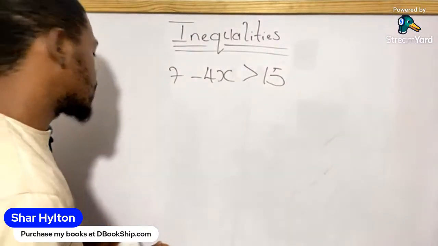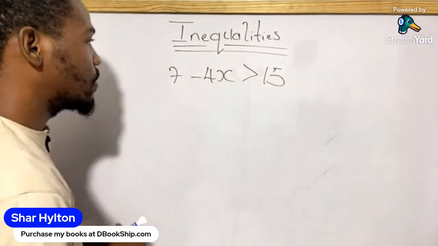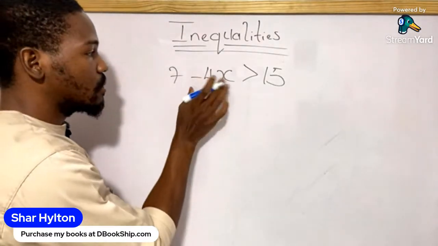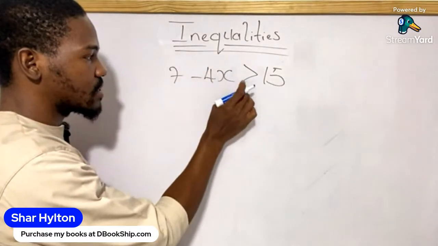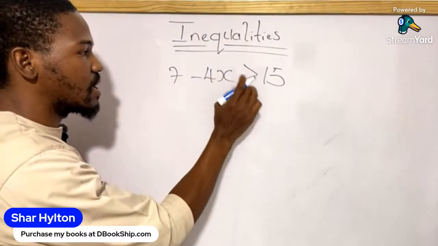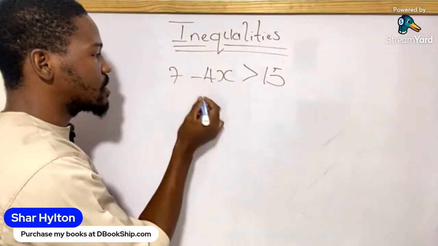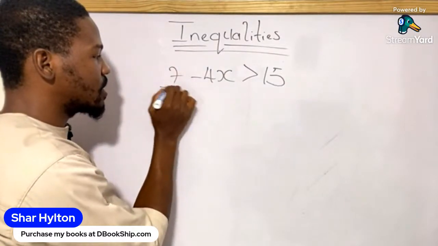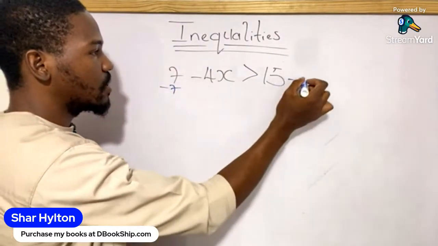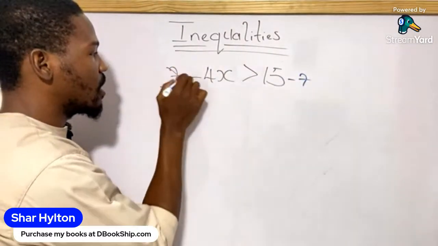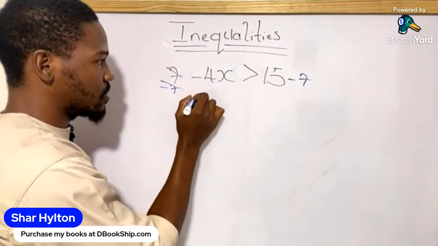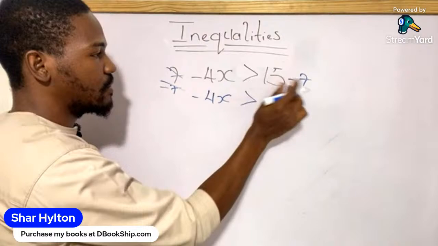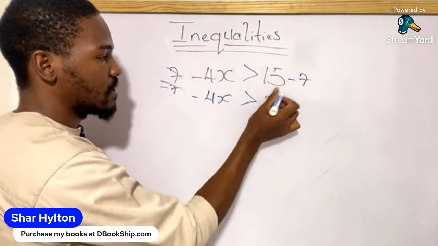So we're going to look at this one, and I want you to pay key attention to every step of the way. So we want to solve for x, right? I know that this is just saying greater than 50. So in solving for x, the idea is that we need to remove this positive 7 by subtracting it, as you will learn when you're solving an equation. So this is going to be left with negative 4x is greater than 15 minus 7 gives me 8.